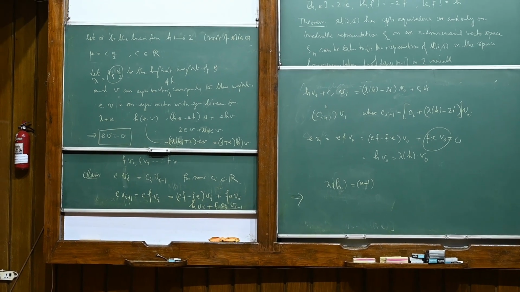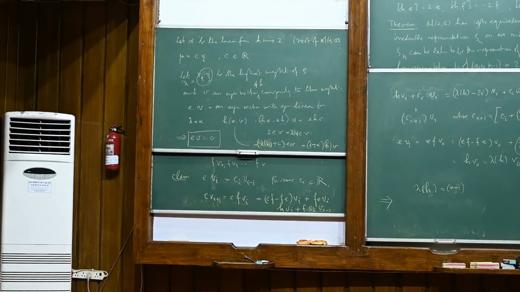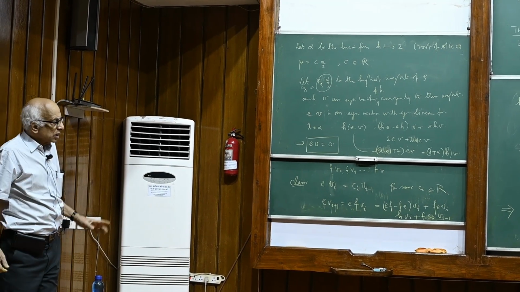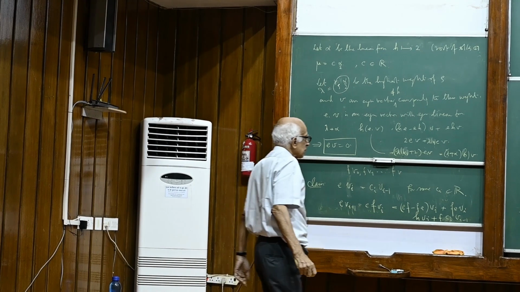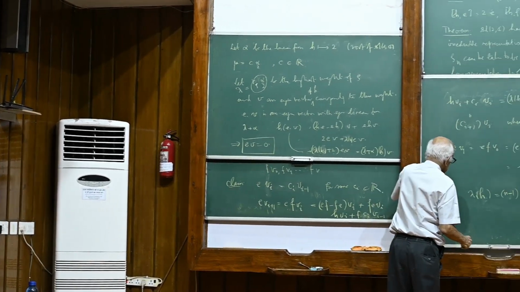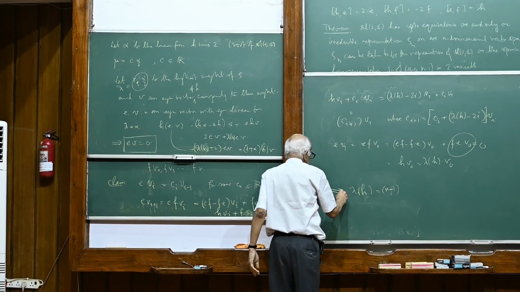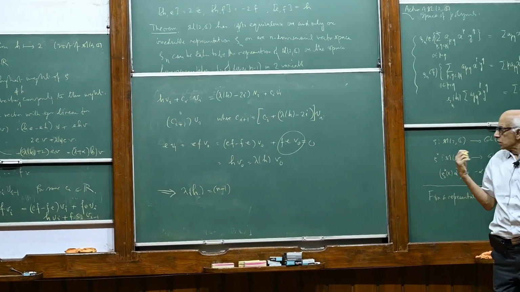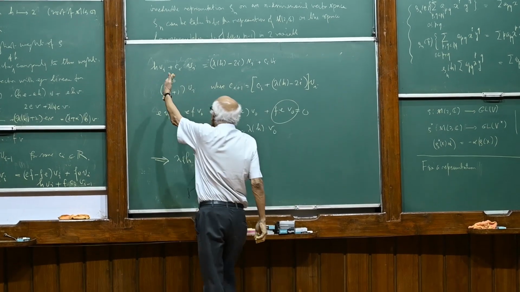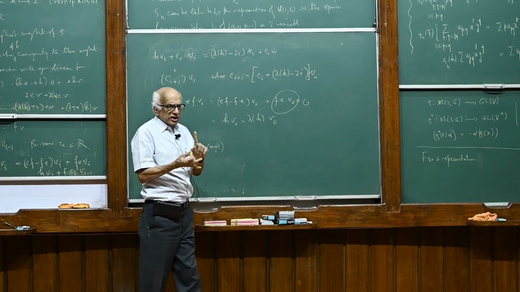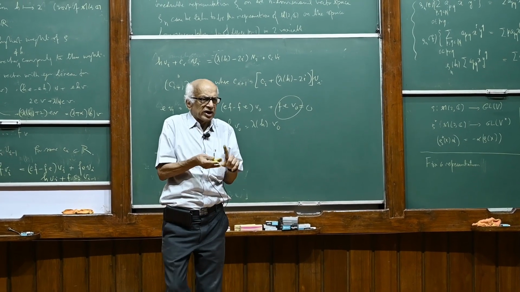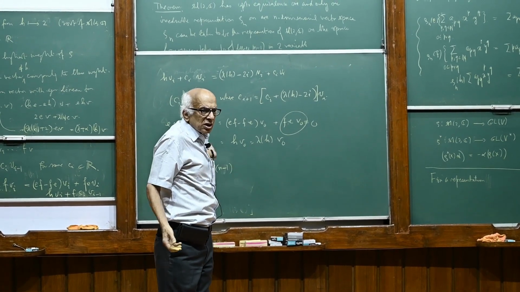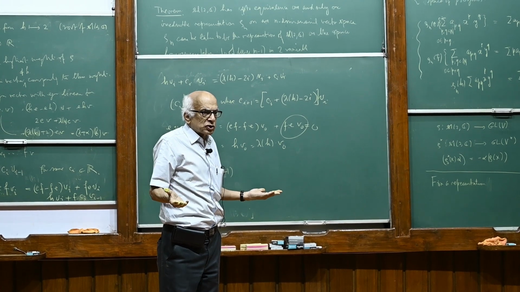And in the natural representation, the eigenvalues of H will be 1 and minus 1. Now all this tells you how E, F and H operate on the space. So this tells you what the representation looks like.